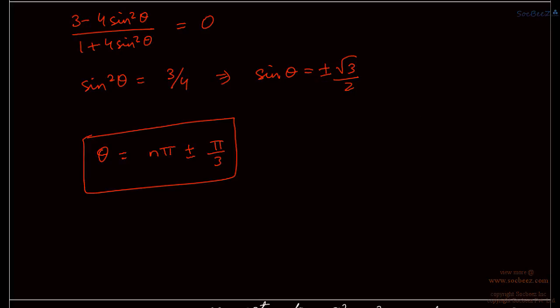So theta is n pi plus or minus pi by 3, right? For just plus root 3 by 2, it will be plus minus 1 power n pi by 3. For negative, it will be minus of minus 1 power n pi by 3. Combining both of them, we can just write this as n pi plus or minus pi by 3. Okay.